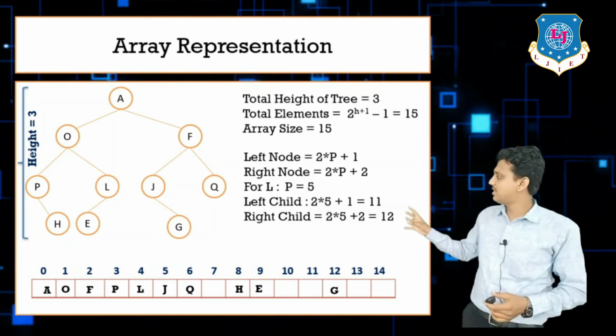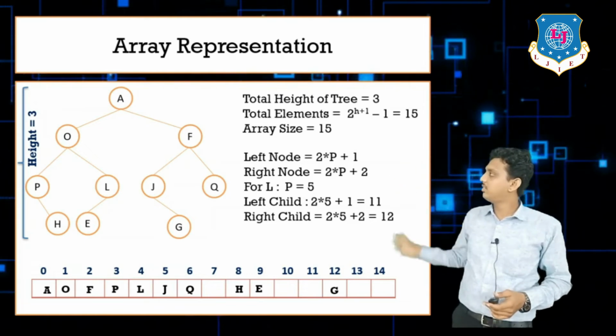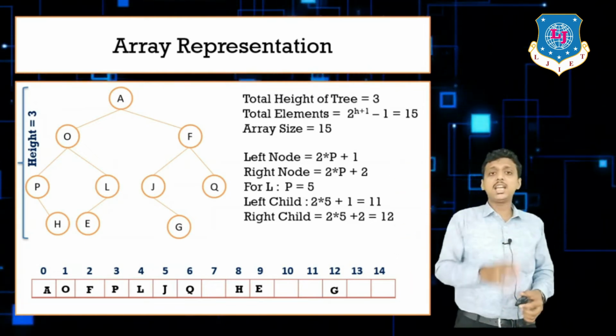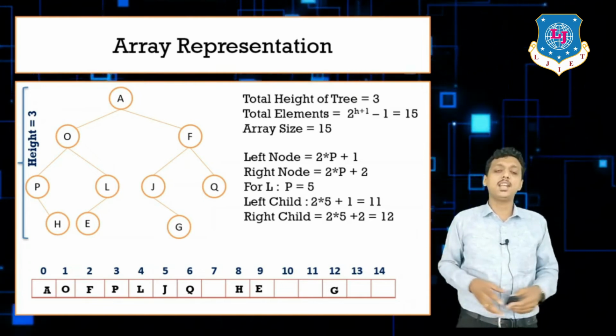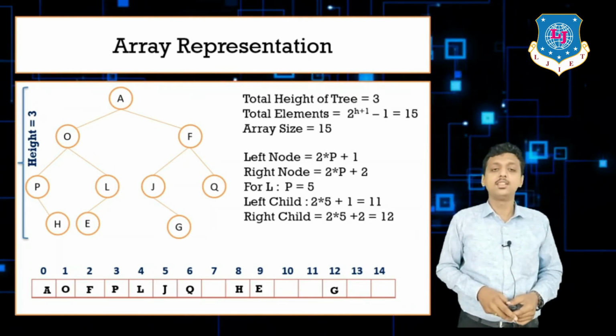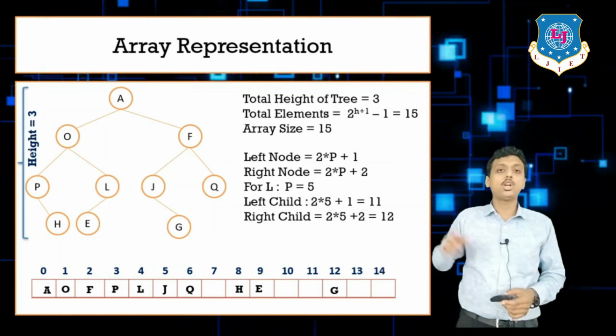So if you can see here, with the tree with the height of 3, we can add 15 elements. That's why I made an array with the size of 15. Okay, and just placed element according to it.